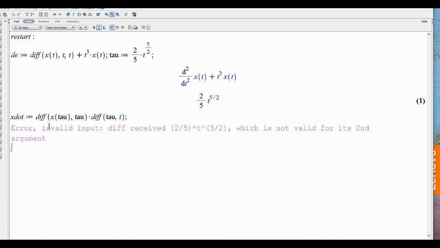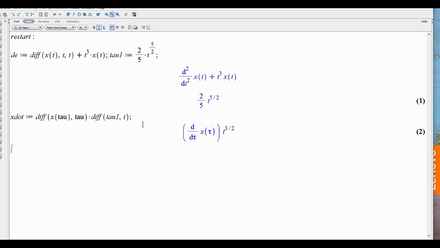Why did that not work? Oh, I see. I should call this tau 1 just so that it doesn't get confused. Okay, so then I should write here tau 1 and then it will work. Okay, so that's x dot. Alright, now I have to get x double dot, and I'll do x double dot is equal to diff x dot with respect to t, and that will give me this part, plus diff x dot with respect to tau times diff tau 1 t. Okay, so I hope you'll work through that and see that that is correct.